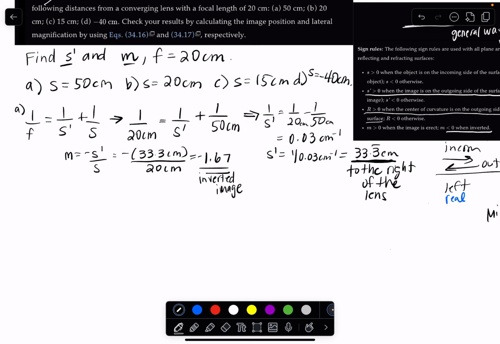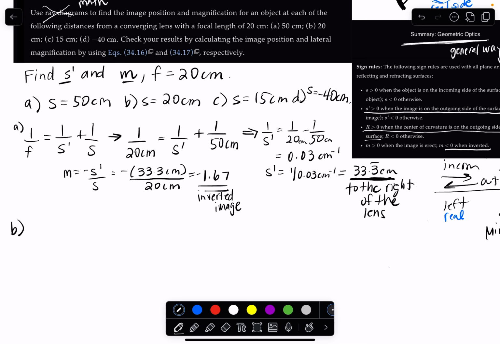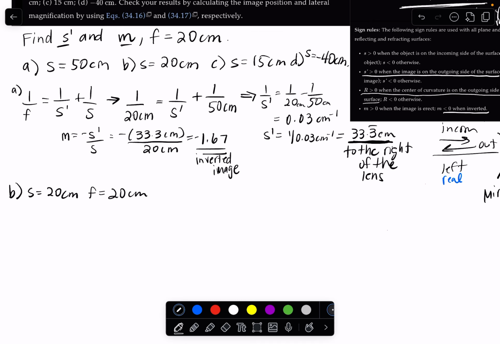So let's now go to part B. So now we are placing our object at 20 centimeters. Remember, our focal point is also at 20 centimeters. So what kind of image do we get if we place our object at the focal point? Well, you'll see mathematically real quick what that ends up being. Okay, 1 over S prime is 0, which implies that S prime is infinity.